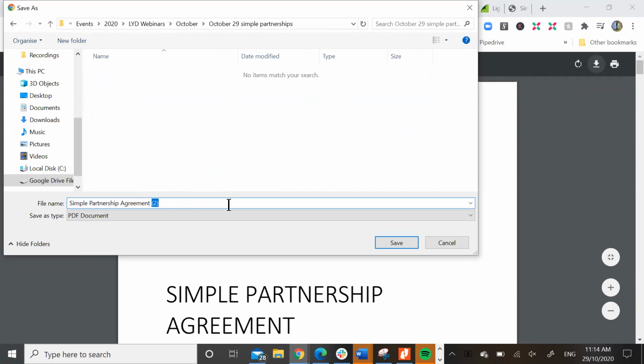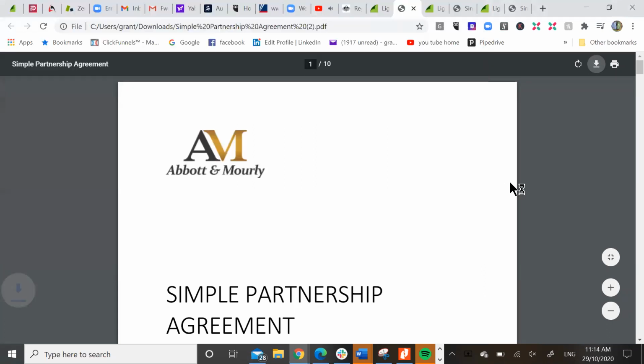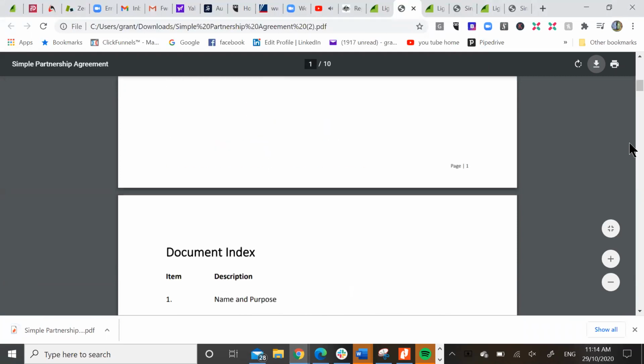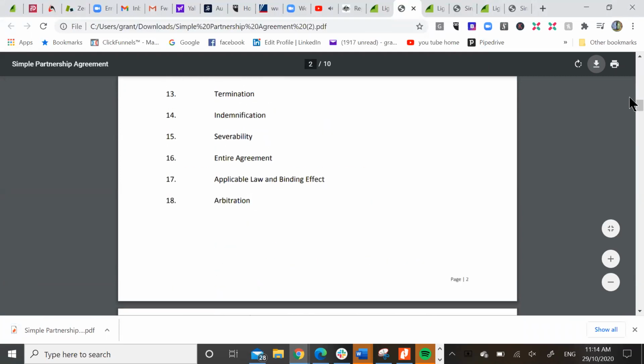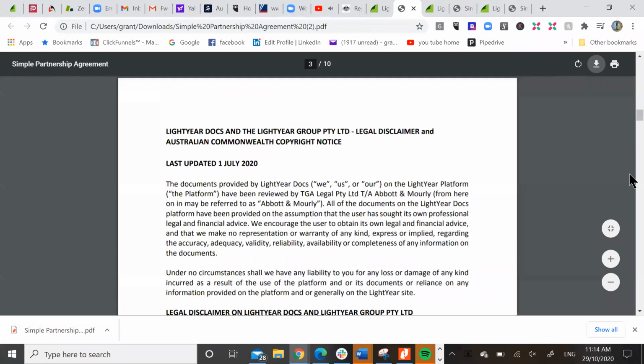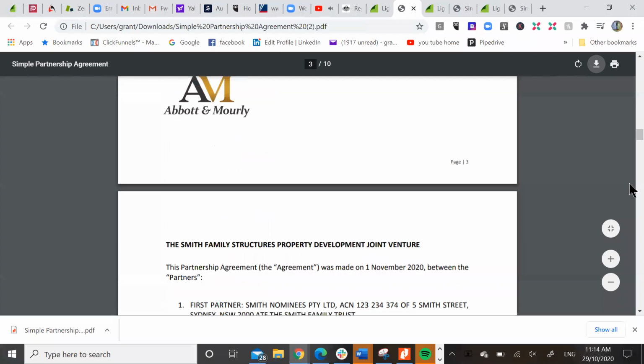So I'll just put sample SMSF and discretionary trust. Okay, so you get a copy of that as well. So have a look at it through your own time to see when you go through joint venture. The big one's going to obviously be what happens at the withdrawal, death of partnership and partnership continuation, and additional capital put into the partnership, what happens there. So have a good look through that.